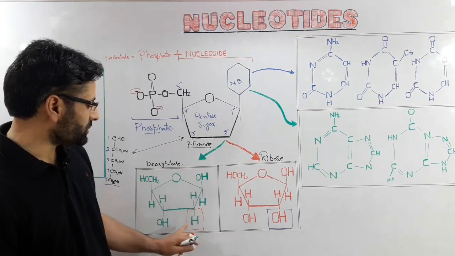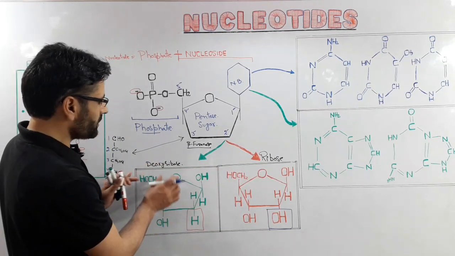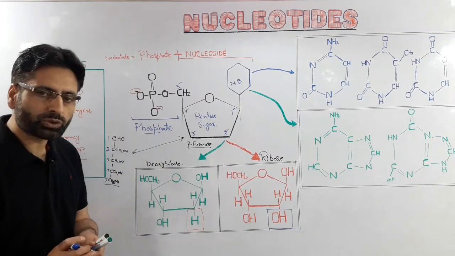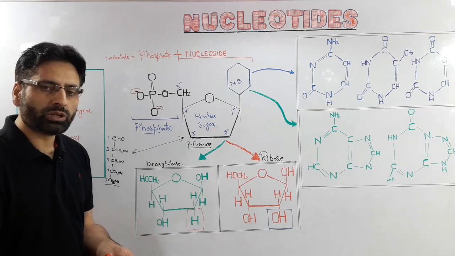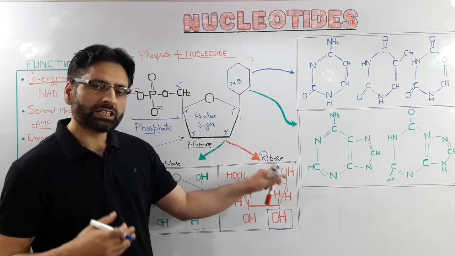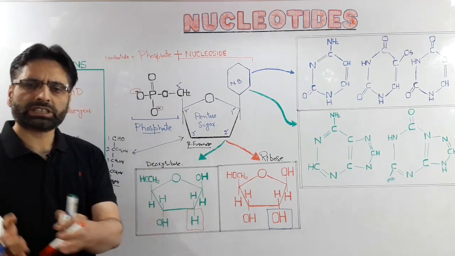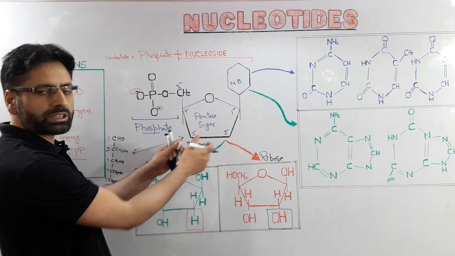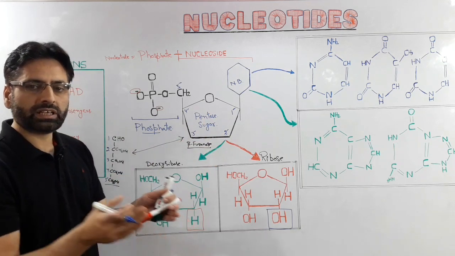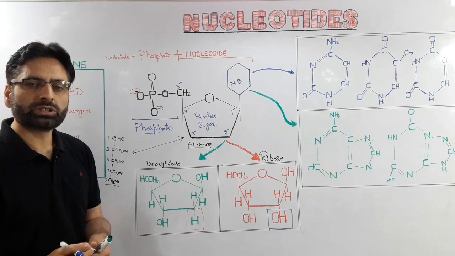And if there is no oxygen along with this hydrogen at the second prime carbon, then it is called the deoxyribose. So this deoxyribose is present in the DNA molecule, and this ribose sugar is present in the RNA molecule. And the distinction of RNA and DNA is basically on the kind of pentose sugar present in DNA and RNA molecules, besides having different nitrogen bases.